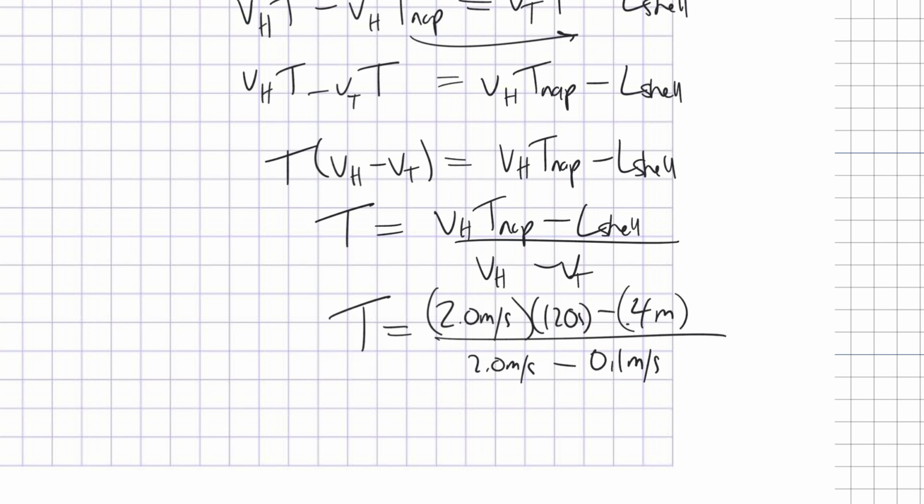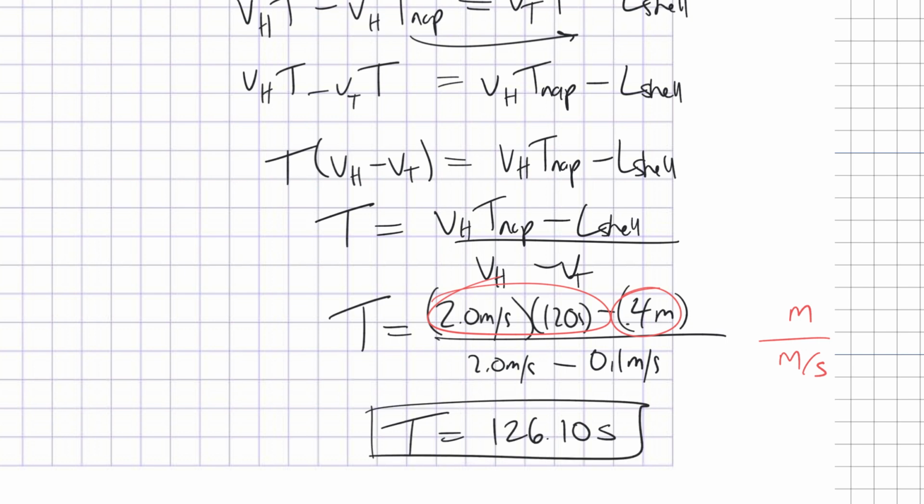Okay, if we check the units here, we'll note that these two multiplied times each other give meters. This is a meter, so we have meters on top. And we're being divided by meters per second, so we're going to end up with seconds. Okay, so T equals 126.10 seconds. Okay, so just a hair longer, or just a midge longer than the nap.